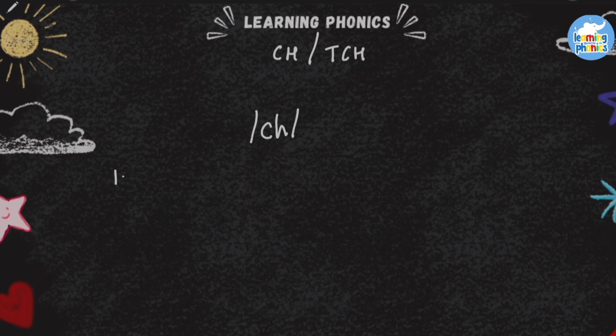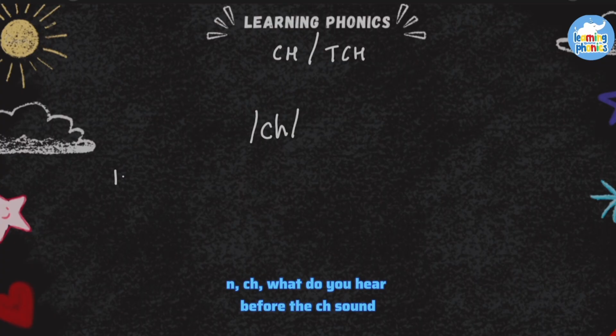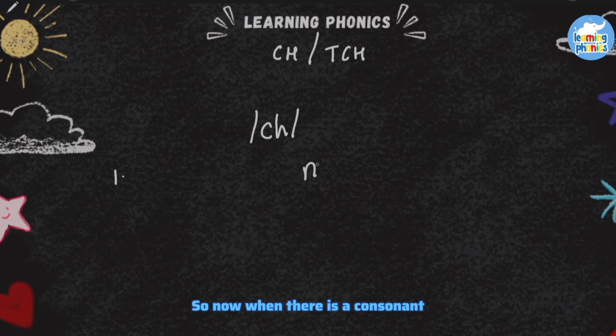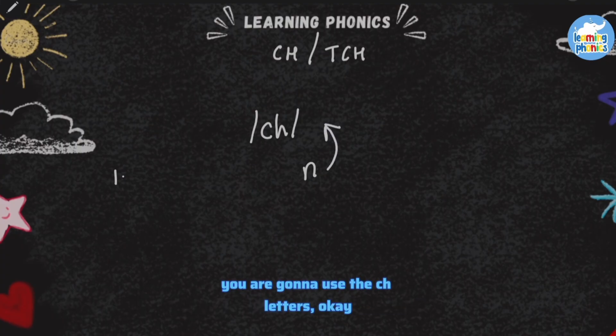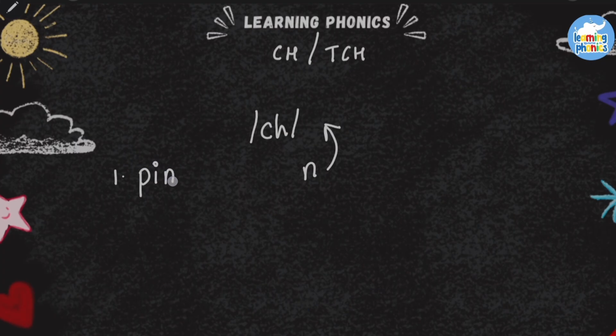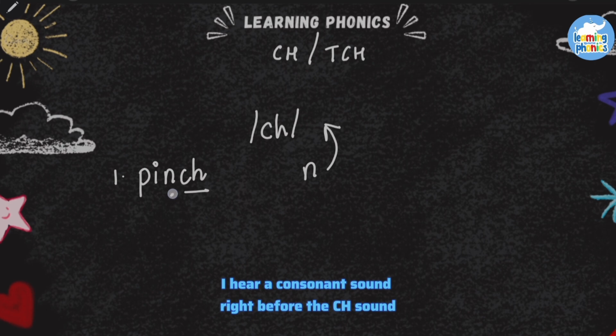Pinch. Break it down. N, ch. What do you hear before the ch sound? I hear a consonant sound. See? So now when there is a consonant, you're going to use the CH letters. Pinch. See, I hear a consonant sound right before the ch sound, and hence I have used the CH letters to make the ch sound.